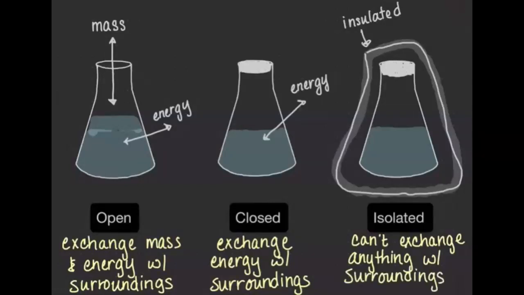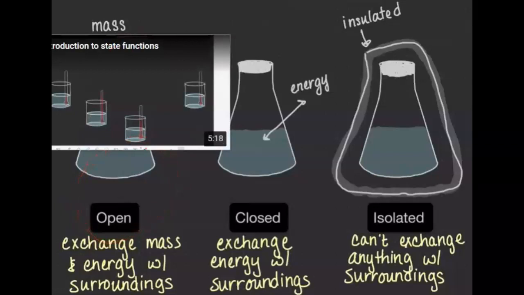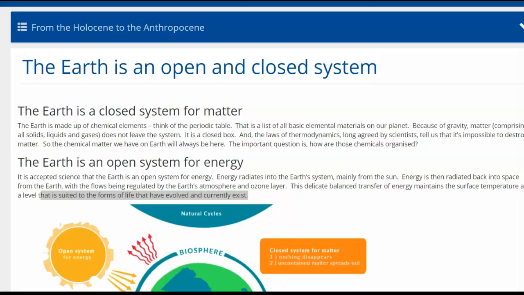And these are the three different types of systems that we work with in chemistry. The open system, which can exchange both energy and mass, the closed system, which only exchanges energy, and the isolated system, which does not exchange anything at all. All right, need to know for your quiz today.